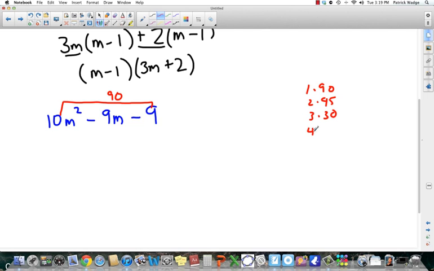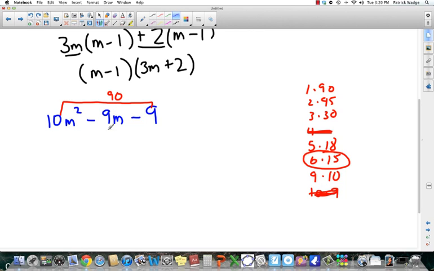Does 4 go into 90? No, I don't think it does. You could use a calculator if you want, but I don't think it does. 5 times 18, 6 times 15, 7, no, 8, no, 9, yes, 9 times 10, 10 times 9, oh wait a minute, it repeated, so we know we've hit the end of our list. This is the complete list right here. We want two numbers that add or subtract to 9. No, no, no, no, hey, look at those. Those subtract to 9. Those are the numbers we're going to use.